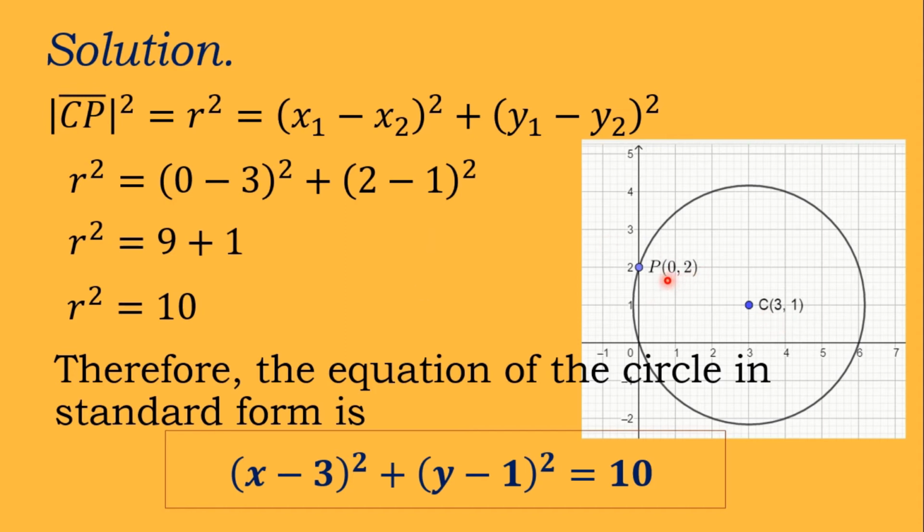We have here x sub 1 is 0 and x sub 2 is 3. So we have 0 minus 3 quantity squared plus 2 minus 1, for y sub 1, which is 2, with y sub 2 equals 1. Further, we have r squared is equal to 9 plus 1, with r squared finally equal to 10. Therefore, the equation of the circle in standard form is x minus 3 quantity squared plus the square of the quantity y minus 1 equals 10.